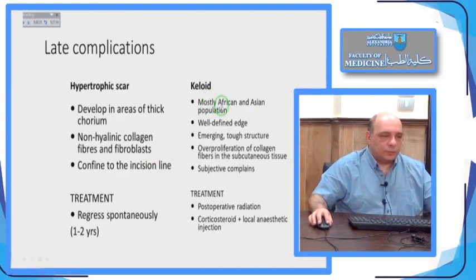But in keloid, you have racial predilection. Mostly African and Asian populations suffer from keloid. You have well-defined edges, overproliferation of collagen fibers in the subcutaneous tissue, and subjective complaints. And of course, as I said, it does not respect the incision line.